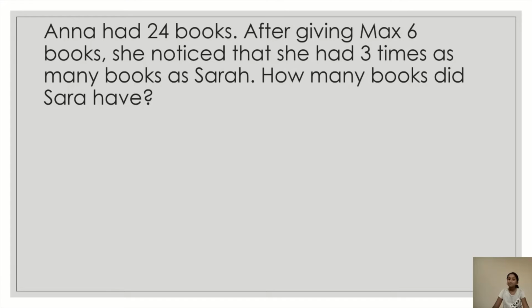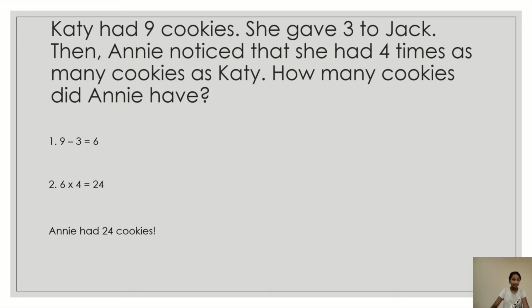Okay. In the previous problem, in the first one, the last character had several times the first character's amount. See? It says Annie noticed that she had 4 times as many cookies as Katie. She's the last character and Katie's the first character. And she has 4 times as many cookies as Katie.